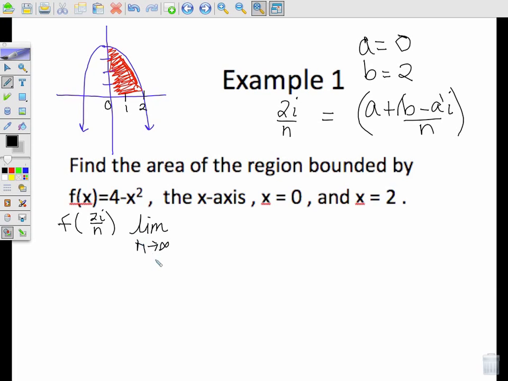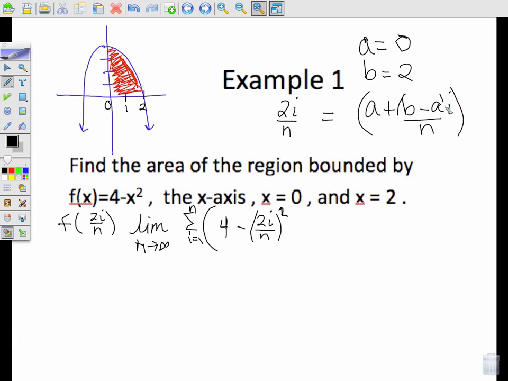When I do that, it's now the limit as n approaches infinity. Having a problem with my pen here today, it's getting kind of sticky. As n approaches infinity of the summation, as i goes from 1 to n, and this is where we put in what we know. If I evaluate the function at 2i over n, I've got 4 minus 2i over n squared.